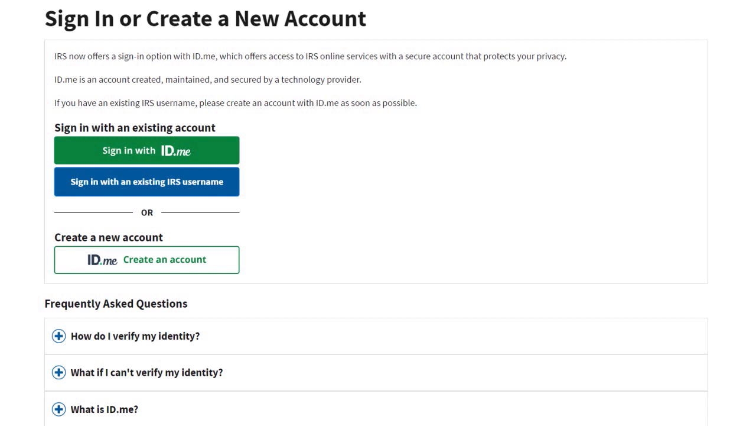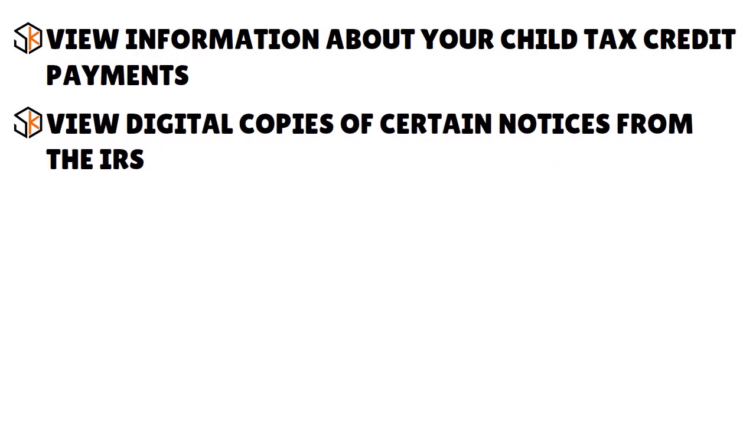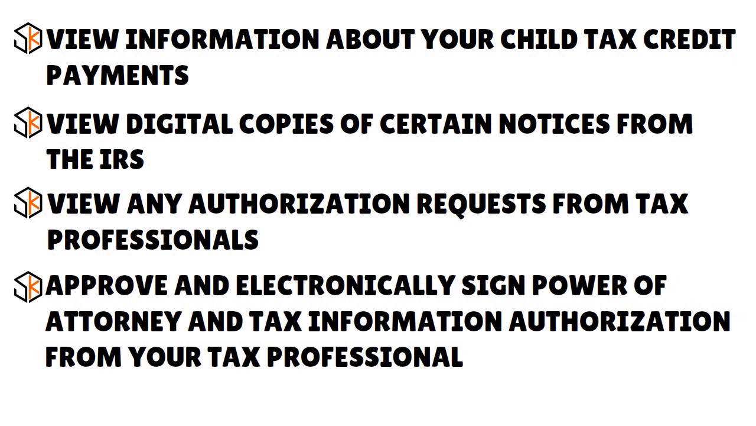You can also access your tax records, so you can view key data from your most recently filed tax return, including your AGI, your adjusted gross income, and you can even access transcripts. So you can see that there is a constellation of things you can actually get from your online account. You can view information about your child tax credit payments. You can view digital copies of certain notices from the IRS, okay? You can even view any authorization requests from tax professionals. You can approve and electronically sign power of attorney and tax information authorization from your tax professional. So really good.